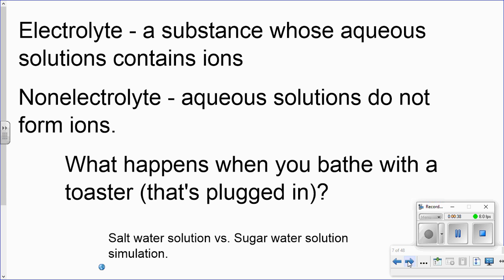Okay, the complete opposite of an electrolyte is something called a non-electrolyte, where the aqueous solutions do not form ions, so they cannot conduct an electric current. Okay, so when we have an electrolyte, we will see an electric current. In non-electrolytes, we do not see an electric current.